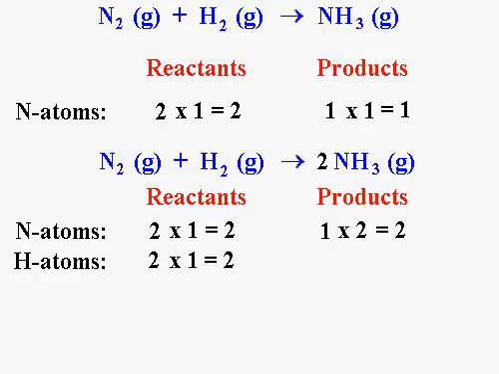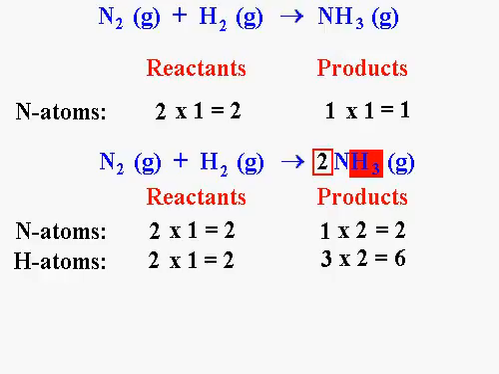On the product side of the equation, the hydrogen atoms are in NH3. The 3 means there are 3 hydrogen atoms in each molecule. I put a 2 to the left of NH3. That means there are 2 NH3 molecules. So I take the number of hydrogen atoms in each molecule, 3, and I multiply by the number of molecules, 2, and I now have 6 hydrogen atoms on the product side of the equation. So the hydrogen atoms are not balanced.